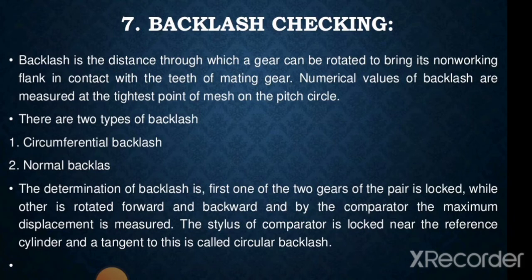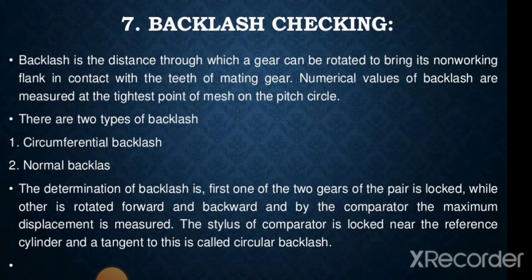We can define backlash as the amount by which the tooth space exceeds the thickness of the engaging gear. It is nothing but the amount of tooth space which exceeds the thickness of the engaging gear. We can obtain numerical values of backlash measured at the tightest point of mesh on the pitch circle.